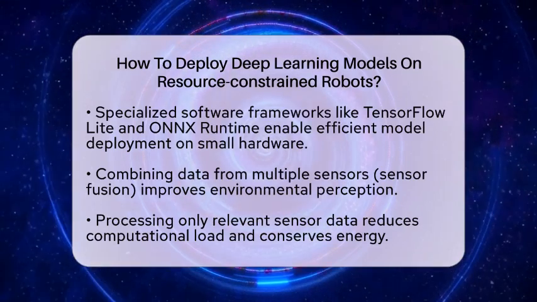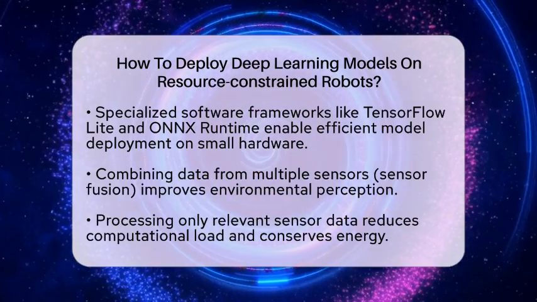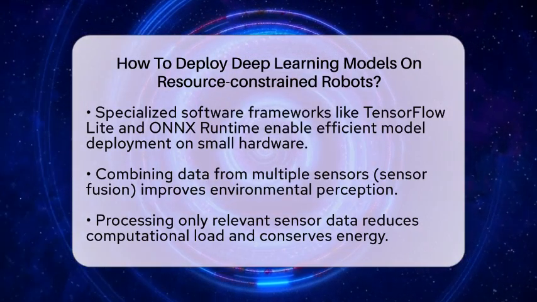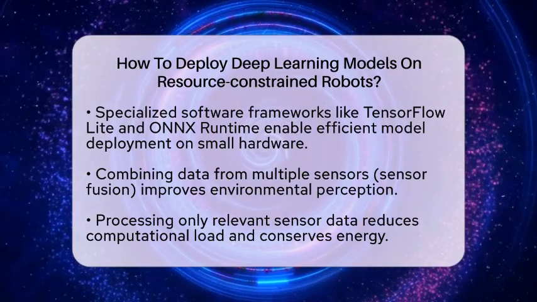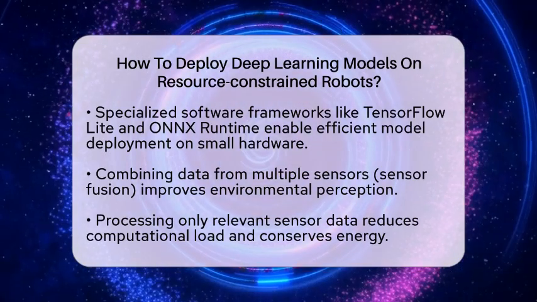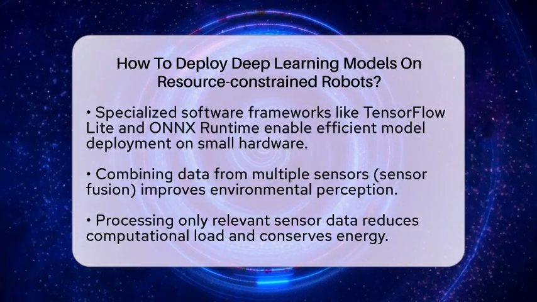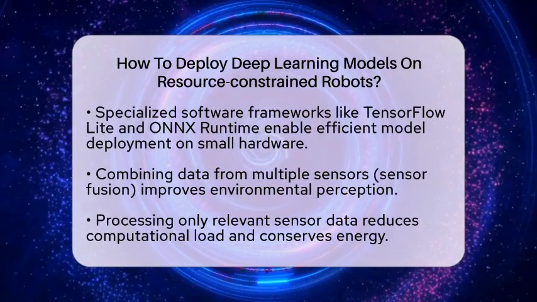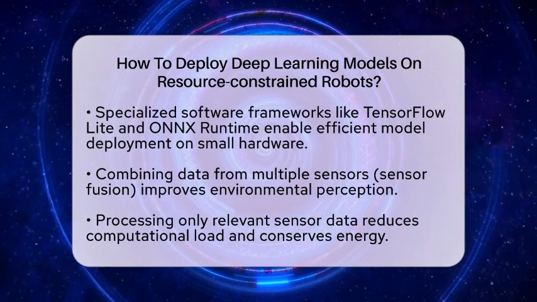Since sensors on small robots are limited, combining data from different sources can improve perception. For example, fusing camera images with LiDAR or sonar data gives a clearer picture of the environment. Also, processing only relevant parts of the sensor data reduces computational load and saves energy.